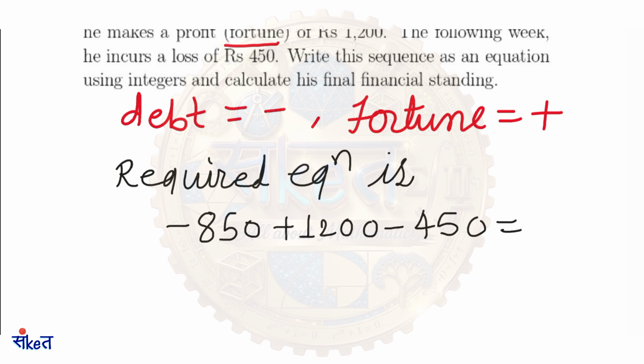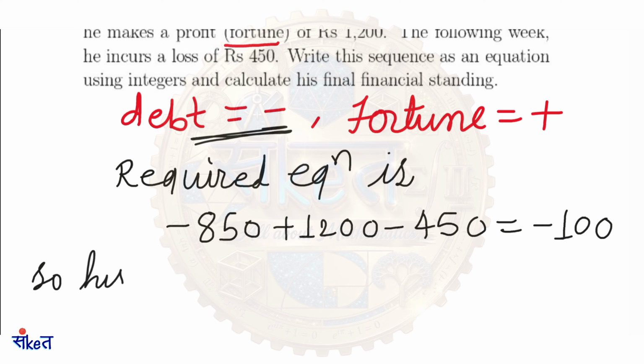Calculate his financial standing. To calculate his financial standing, we have to solve this. So if we solve this, you will get minus 100. So minus 100 means what? Here minus means debt. So what is his financial standing? His financial standing is a debt of rupees 100.